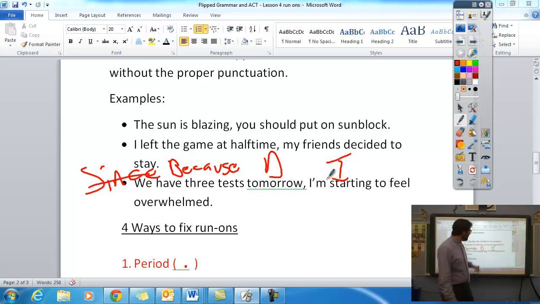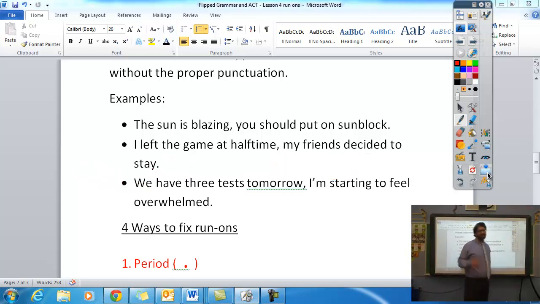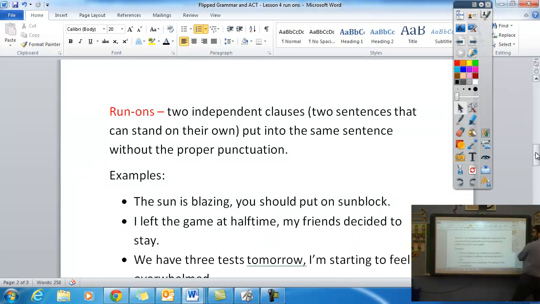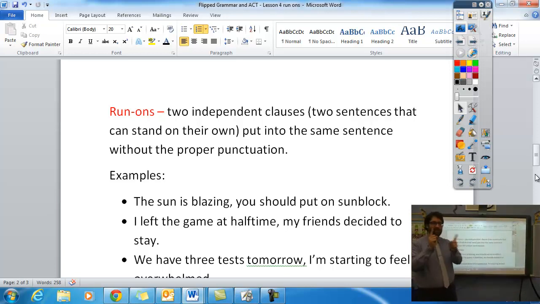Okay? So, again, this is really crucial. These run-ons, where you have 2 clauses that could be in their own sentence, and you try to put them together in the same sentence, and you just try to put a comma. No, no, no. Do not do that anymore. These are wrong. We try to avoid these. And remember the 4 ways to fix them: period, semicolon, comma fanboy, or making one clause dependent.